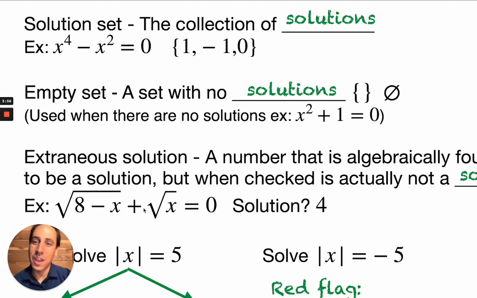Square root of 8 minus x plus square root of x is equal to 0. And what is the solution? You might think that the algebraic techniques might lead to an answer of 4. And then when you check the number 4 back into the original, 8 minus 4 is 4. And so you get square root of 4 plus square root of 4, that's 2 plus 2, and that doesn't equal 0. So the number 4 is an extraneous solution.